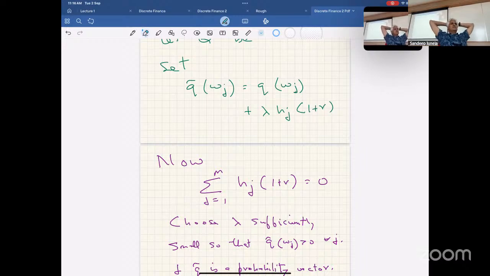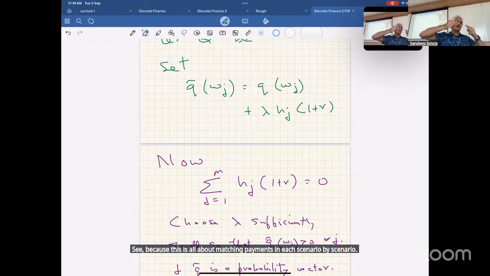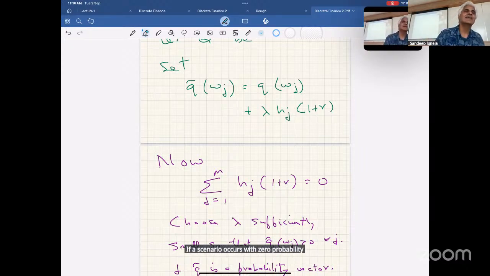See, because this is all about matching payments scenario by scenario. So you want to match it on scenarios which occur with positive probability. If a scenario occurs with 0 probability, what?